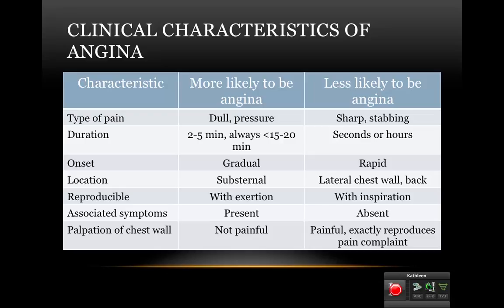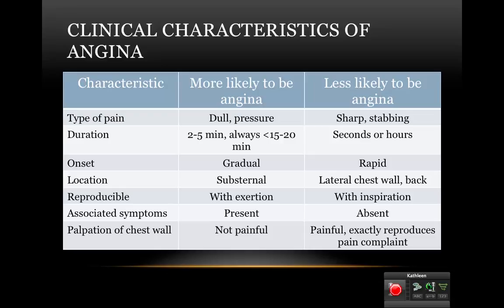These are them taking good history. What they say is type of pain, most likely to be angina, less likely to be angina, and you can have a dull pressure, less likely to be angina, sharp stabbing, most likely to be angina. 2 to 5 minutes, always less than 15 to 20, onset is gradual, location is substernal, reproducible with exertion, associated symptoms are present, and palpation of chest wall is not painful.